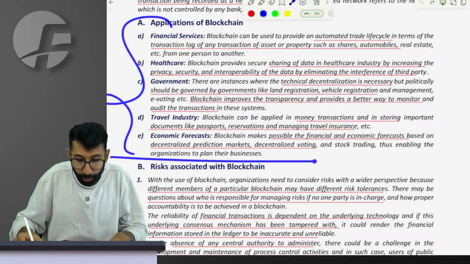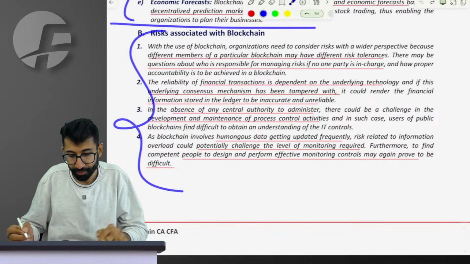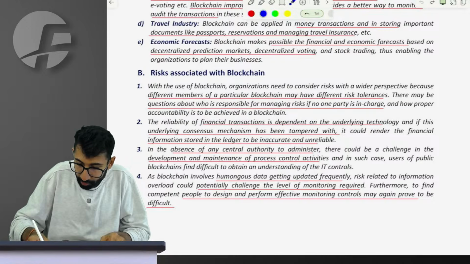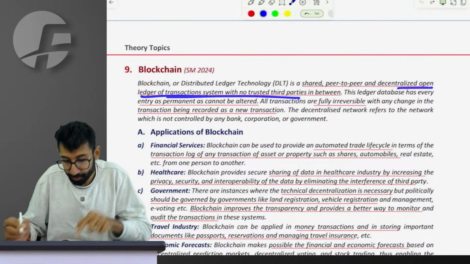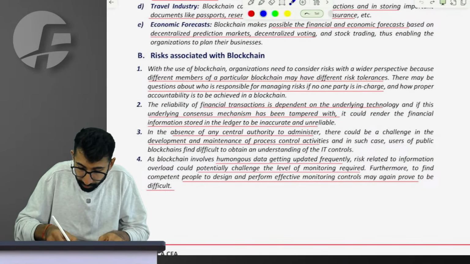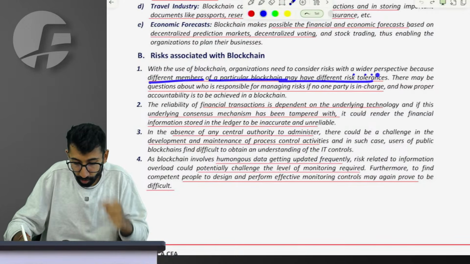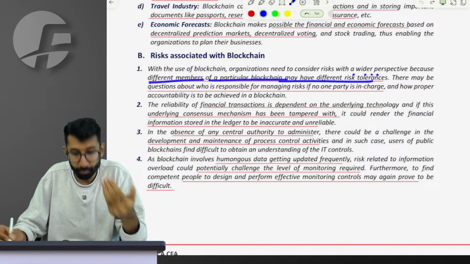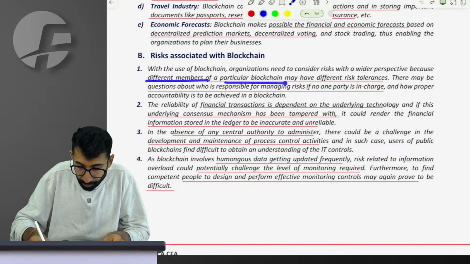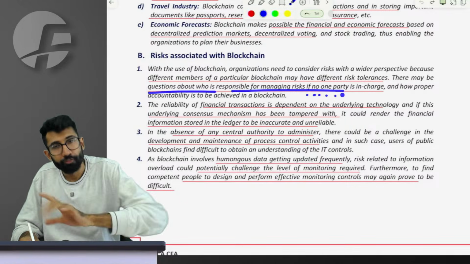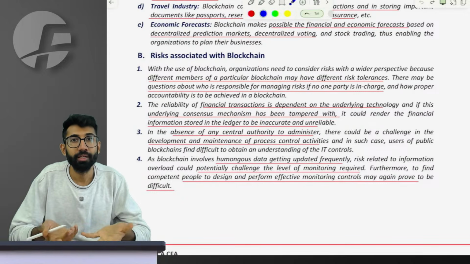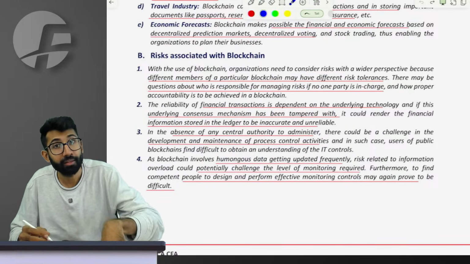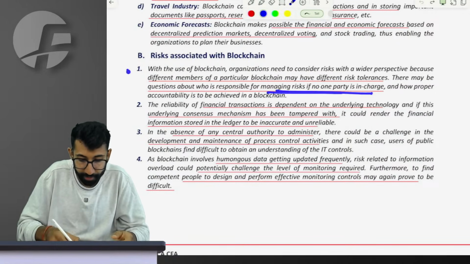Now the positives of blockchain become the applications, but the negatives become risks, because we say that blockchain has no particular authority and is openly available to different trusted parties. There is a risk that different parties can have different risk tolerance. Different parties are exposed to different risk. So different members of a particular blockchain may have different risk tolerance. There may be a question about who is responsible for managing the risk. If your data is secured with the government and something happens to the data, the government is responsible. If my data is being managed openly, no one is the main authority. Who is going to manage the data? Who is going to be responsible for that risk is the problem.